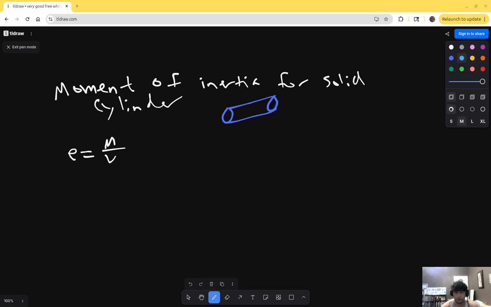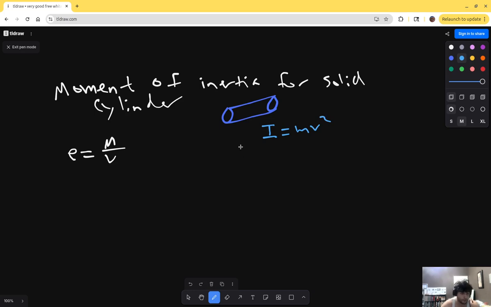Okay, I'm going to fully derive the equation for the moment of inertia for a solid cylinder. So we're going to start with two fundamental things. The average density is equal to mass divided by volume. You should know that. And we can also define the moment of inertia for a single particle. It's just denoted as I equals mr squared.